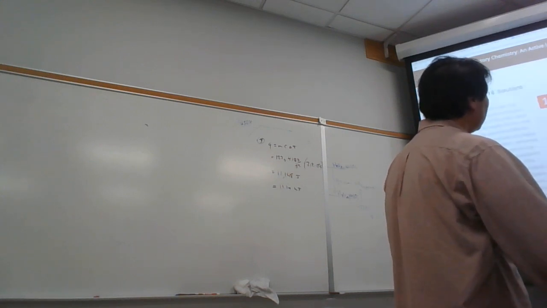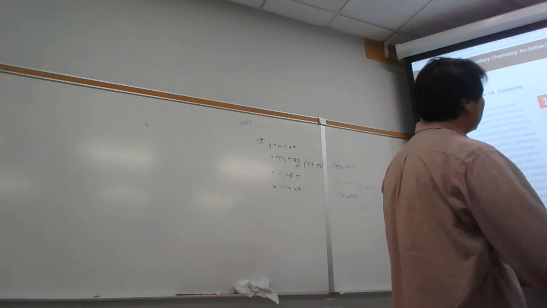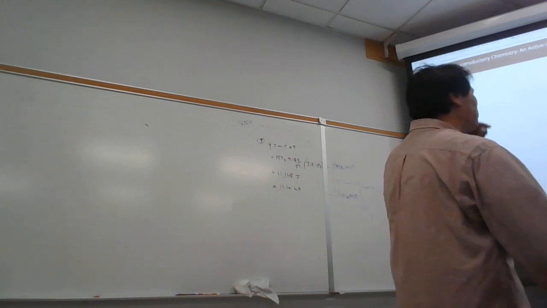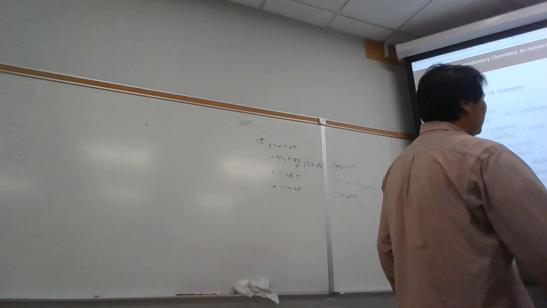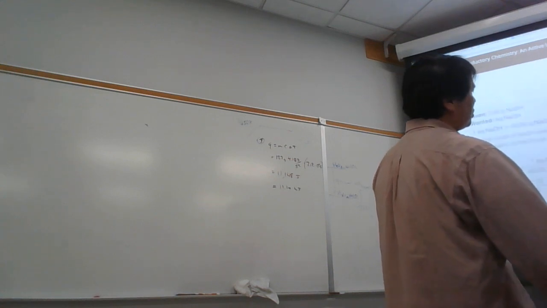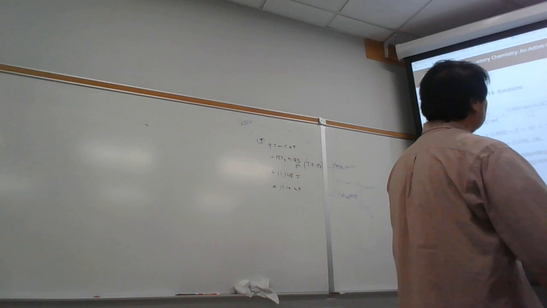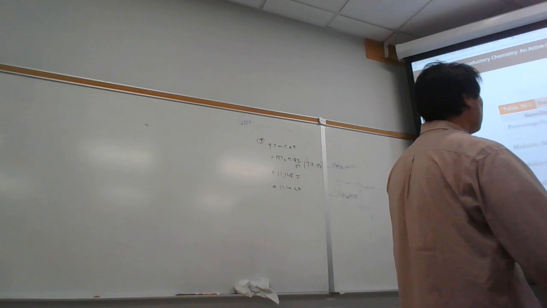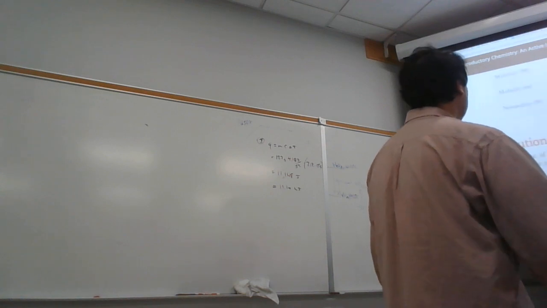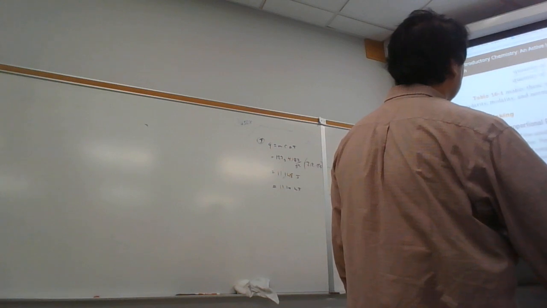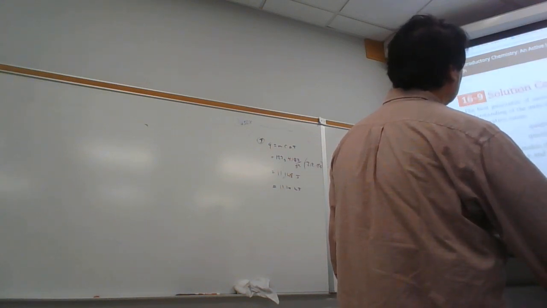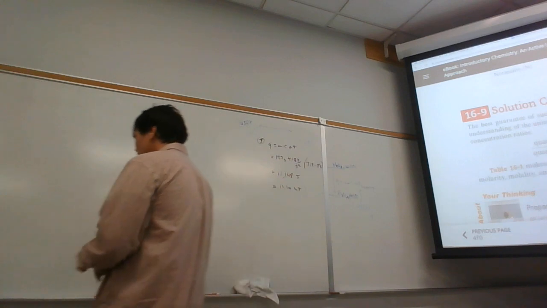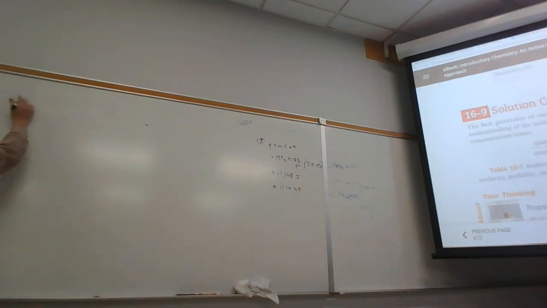The next one is normality. Normality we're going to skip entirely. Normality is used by people who do a lot of titration. And then we have the summary. So let's just take a look at the summary. This is solution composition.